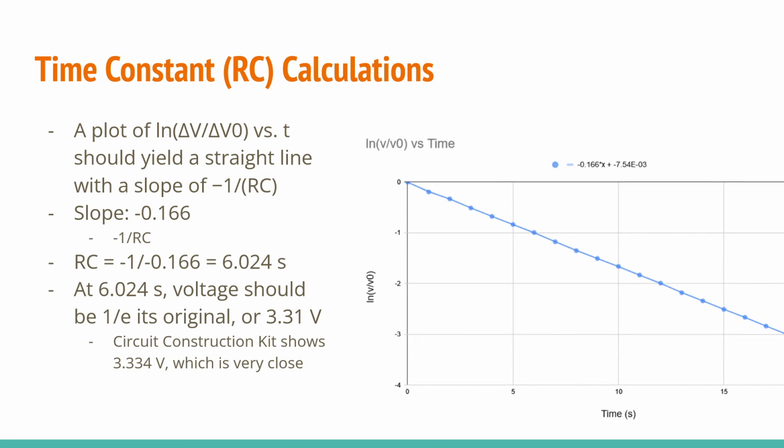Here are time constant calculations. Theoretically, a plot of the natural log of delta V divided by delta V0 versus time should yield a straight line with a slope of negative 1 over RC. As our slope was negative 0.166, our RC is negative 1 over negative 0.166, which is 6.024 seconds. Theoretically, at 6.024 seconds, the voltage should be 1 over e its original, or 3.31 volts. In our experiment, our circuit construction kit showed 3.334 volts, which is very close.